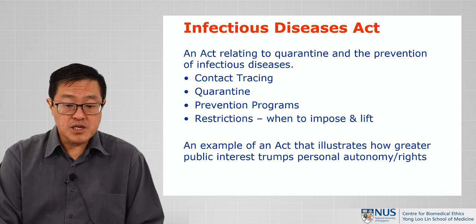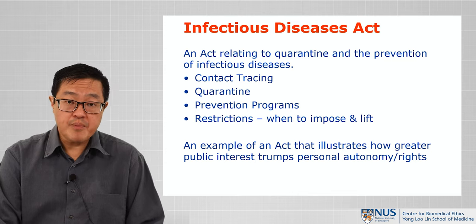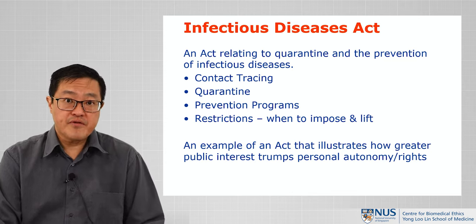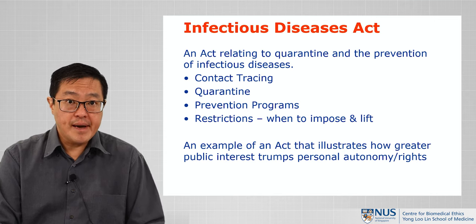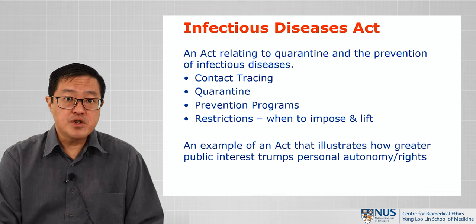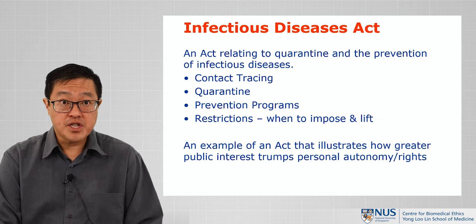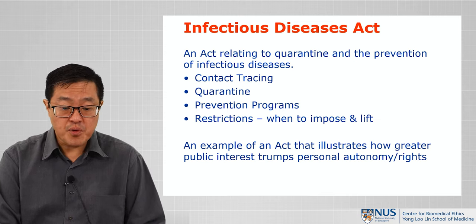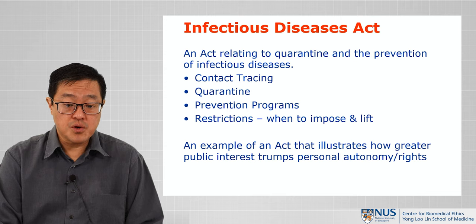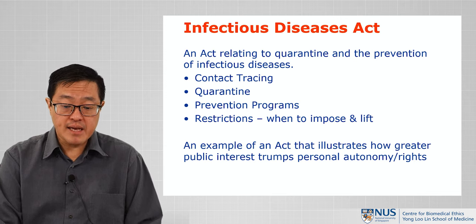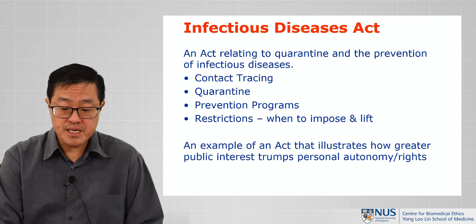What I'll do now is just briefly touch on the Infectious Diseases Act, to show that principle. The Infectious Diseases Act is a very good illustration of the principle where greater public interest supersedes the individual right to privacy and confidentiality. So the Infectious Diseases Act is an act relating to quarantine and the prevention of infectious diseases. It includes provisions for contact tracing, quarantine, prevention programs, restrictions, which we have very recently experienced in relation to COVID. So it is an example of an act that illustrates how greater public interest trumps personal autonomy and rights.